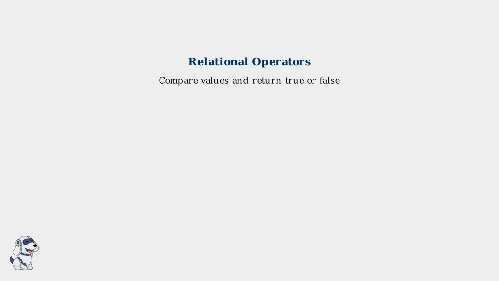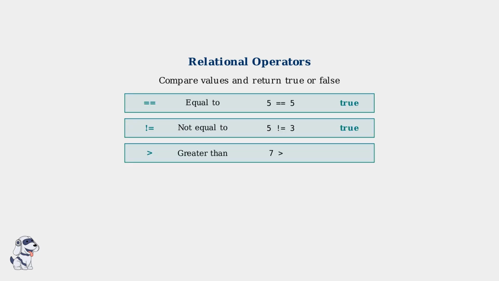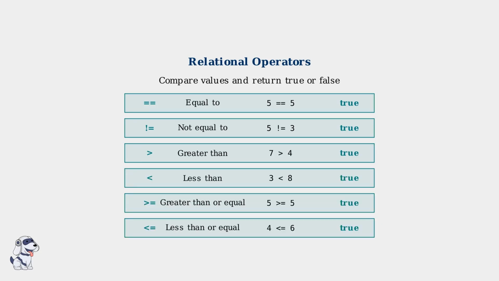Let's examine each relational operator. Here are all 6 relational operators. The double equals checks if two values are equal. Not equals checks if values are different. Greater than and less than compare numerical values. Greater than or equal and less than or equal include equality in the comparison.